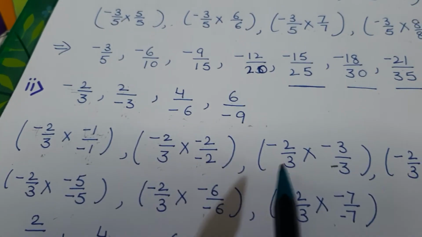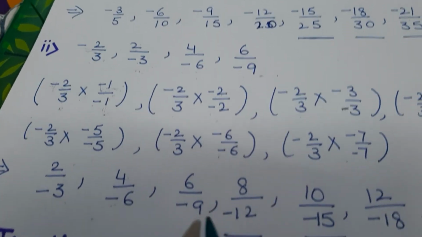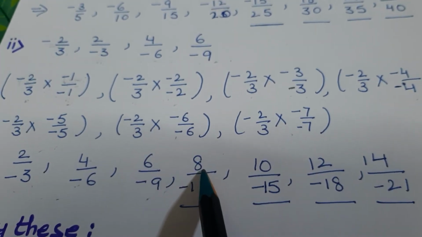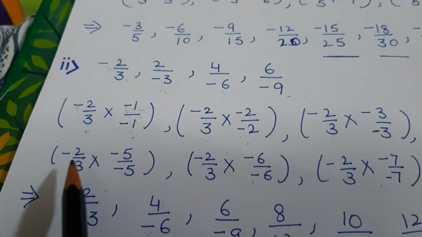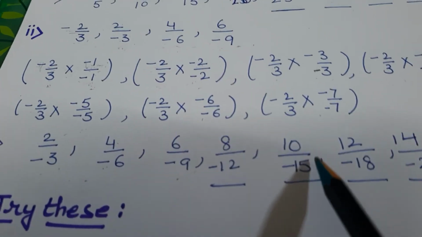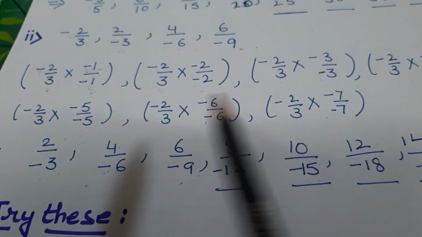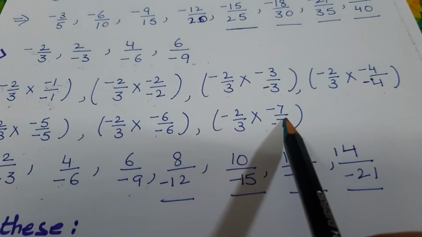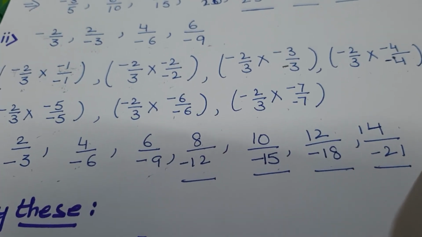Okay, so similarly next, 6 and 9 with their signs. Then minus 2 times minus 4 is plus 8. 3 times minus 4 is minus 12. Then minus 2 times minus 5 is plus 10. 3 times minus 5 is minus 15. Minus 2 times minus 6 is plus 12. 3 times minus 6 is minus 18. Minus 2 times minus 7 is plus 14. 3 times minus 7 is minus 21.